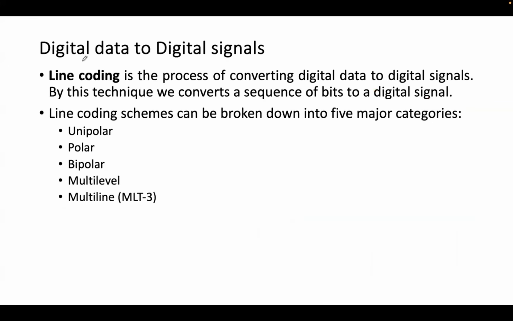The second category is digital data to digital signal conversion. The method used here is line coding, which is a process of converting digital data to a digital signal. These are some of the line coding schemes: unipolar, polar, bipolar, multi-level, and multi-transition.